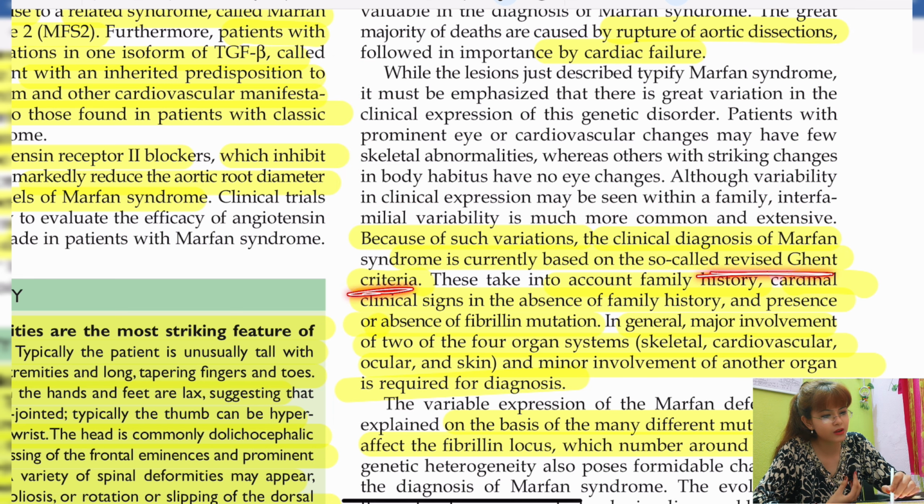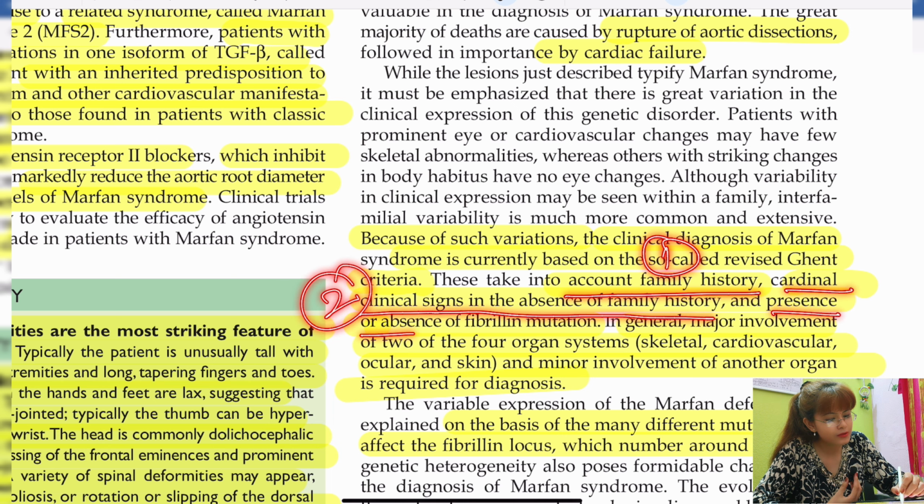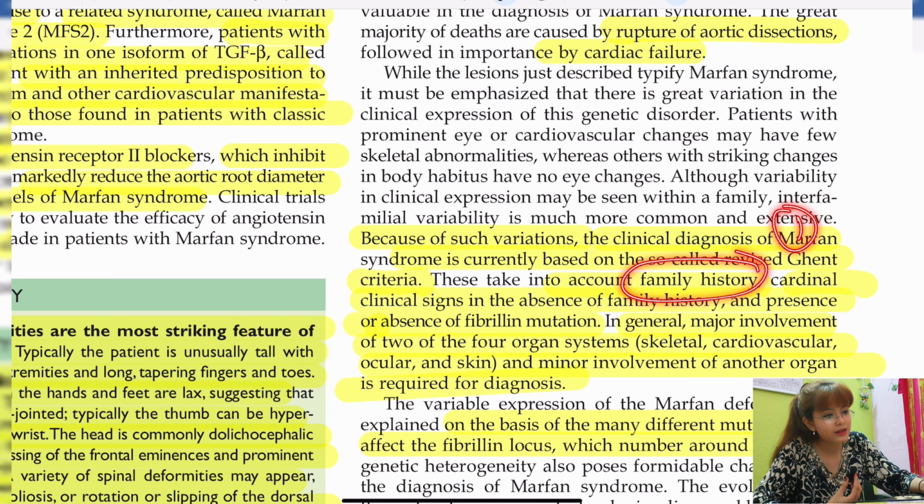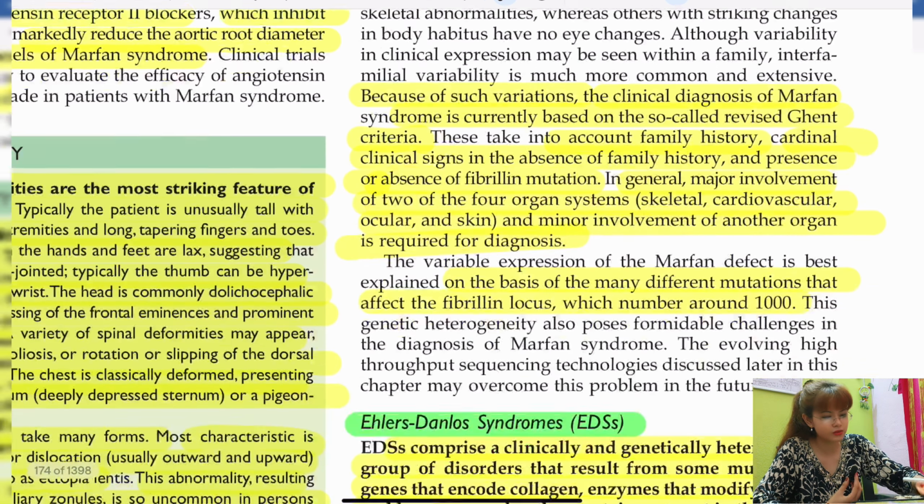Because of all these variations of the clinical presentation, the diagnosis is based on something called the revised Ghent criteria. This takes into account the family history, number one; cardinal clinical signs in the absence of family history, number two; and presence or absence of fibrillin mutation, number three. So there can be a family history, or there can be absence of family history, but then the cardinal clinical signs have to be present. In general, major involvement of two of the four organ systems, skeletal, cardiovascular, ocular, and skin, and minor involvement of another organ is required for diagnosis.